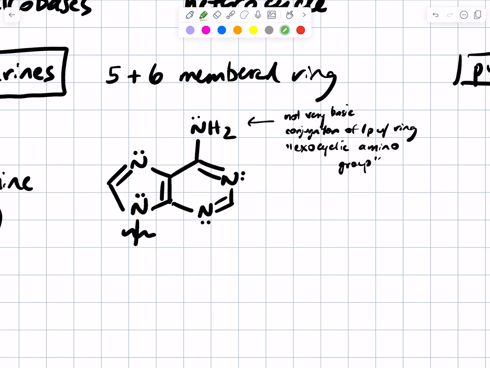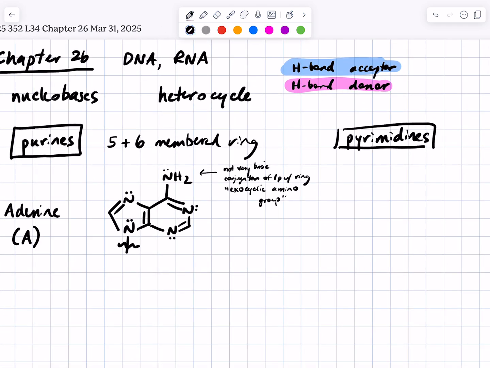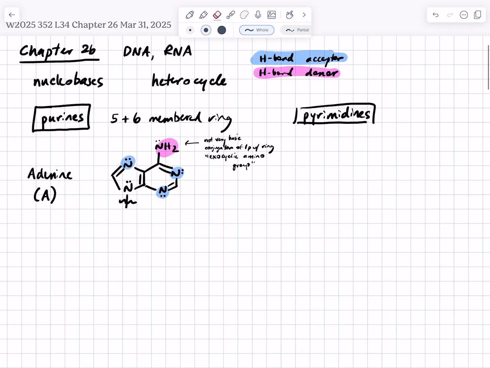The other thing we'll do is highlight the groups that can be hydrogen bond acceptors, meaning electronegative heteroatoms with lone pairs that can interact with hydrogen, and then hydrogen bond donors, which are functional groups that have a bond between hydrogen and an electronegative heteroatom such that the hydrogen is electron poor. So acceptors will be blue, donors will be pink. Notice that adenine has donors here, here, and here, and an acceptor there. The lone pair on the exocyclic amino group is not a hydrogen bond acceptor because it's tied up in resonance with the aromatic ring. Okay, questions about that?